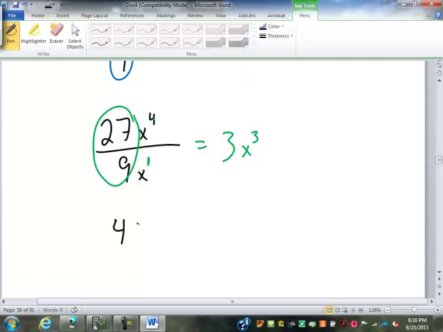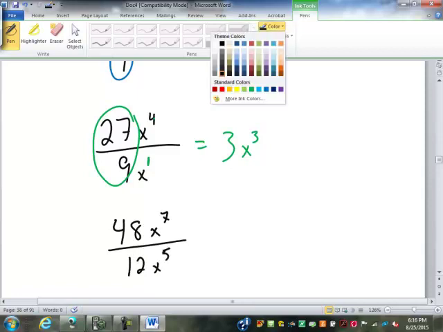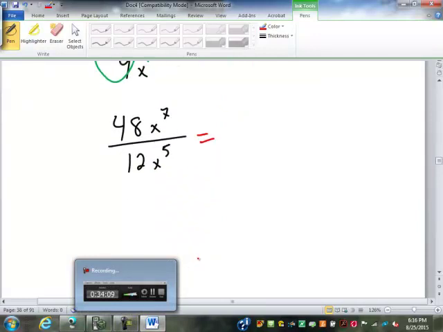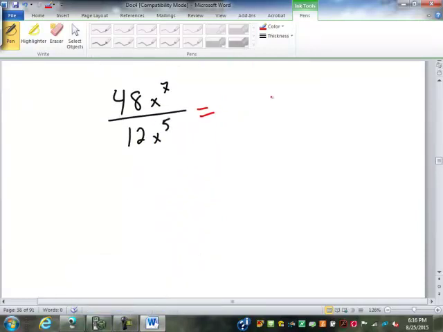Or you might have 48 x to the 7th divided by 12 x to the 5th. Try that one really quick in your notes. So what are you going to get for the number? 4x squared. Perfect. Any questions? Technically, we're like 3 minutes early for our break, but let's take our break here. We'll come back at 6:28 and we'll start up again.